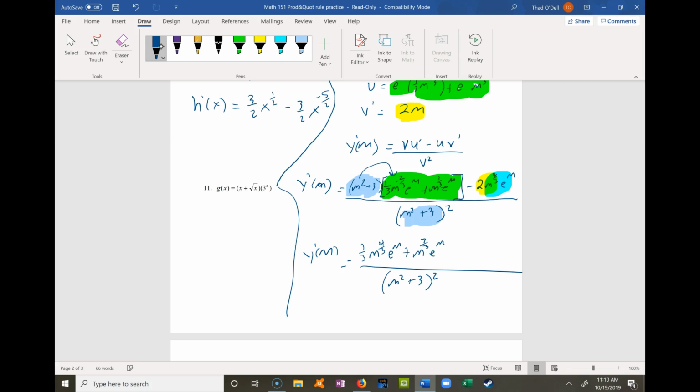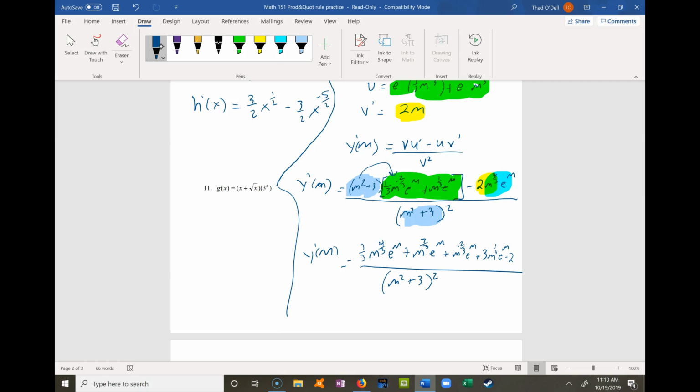E to the m. And then I got to multiply 3 by each one of those, so that would be plus 3 times 1/3 is just 1. So that'd be m to the negative 2/3 e to the m, and plus 3 m to the 1/3 e to the m, and then minus 2.